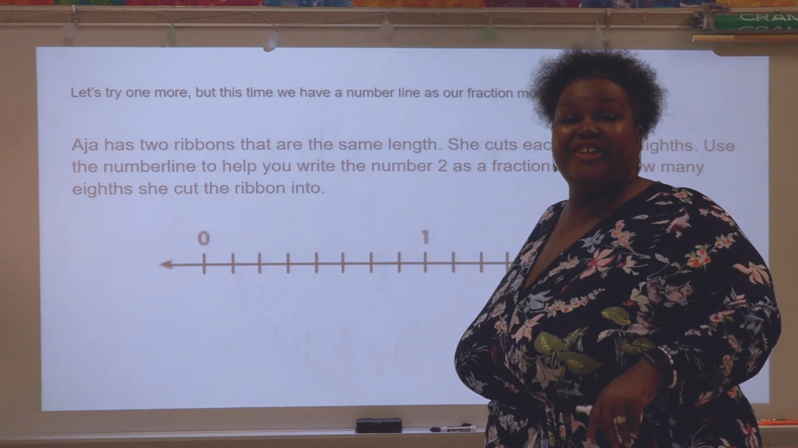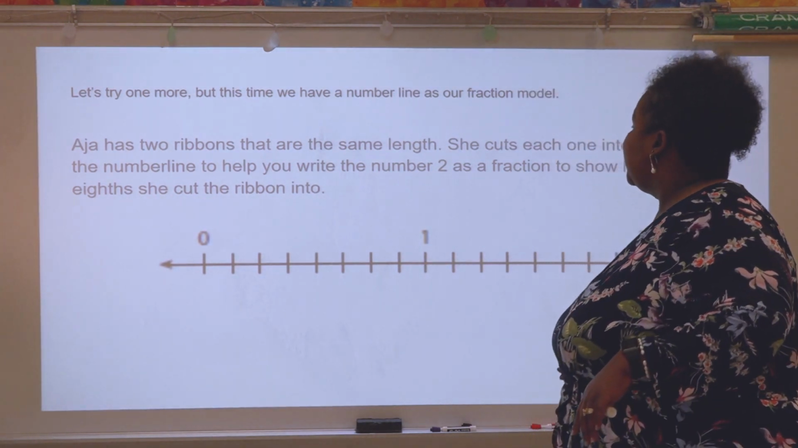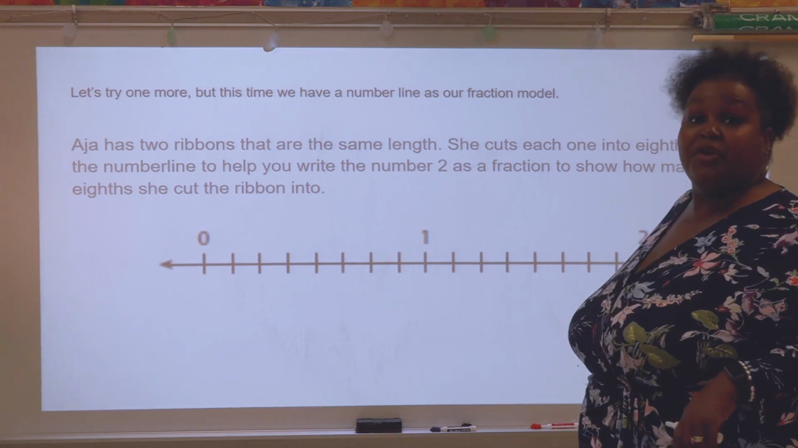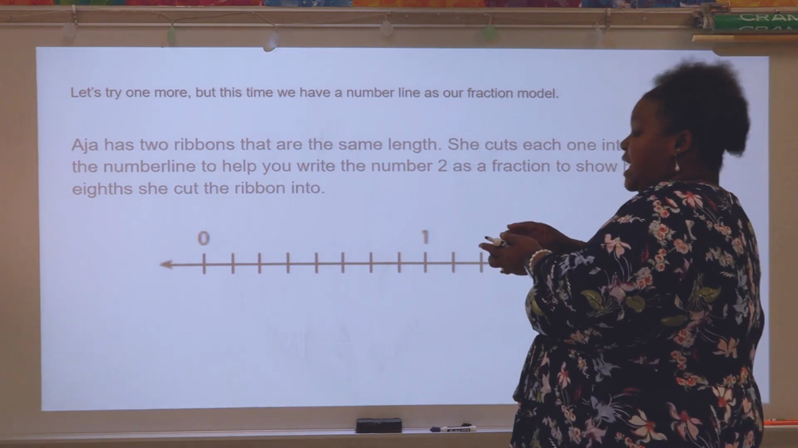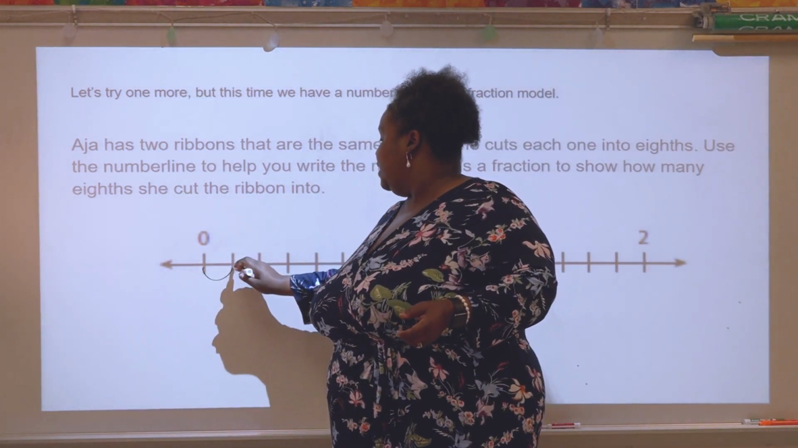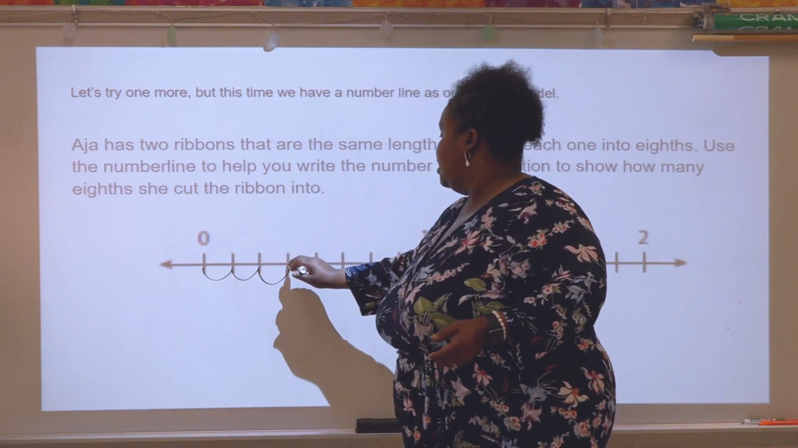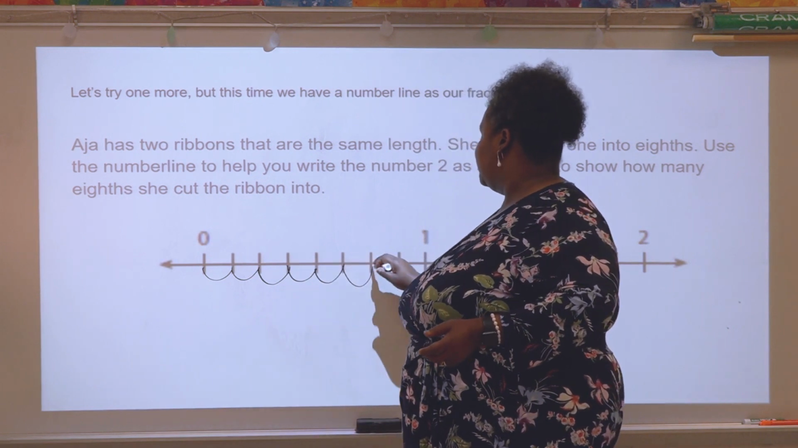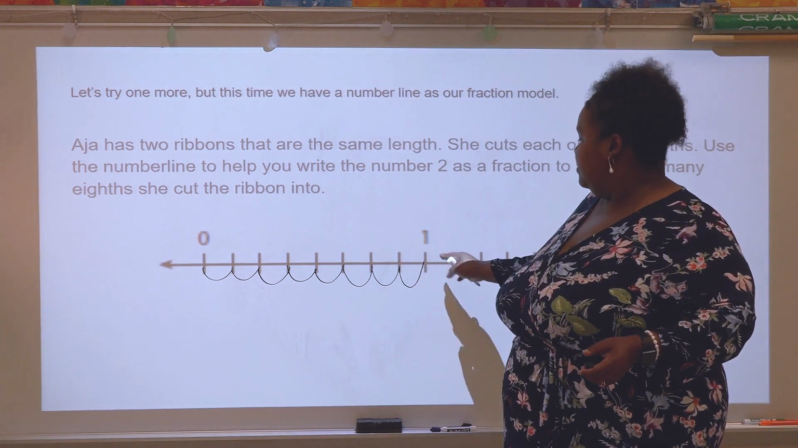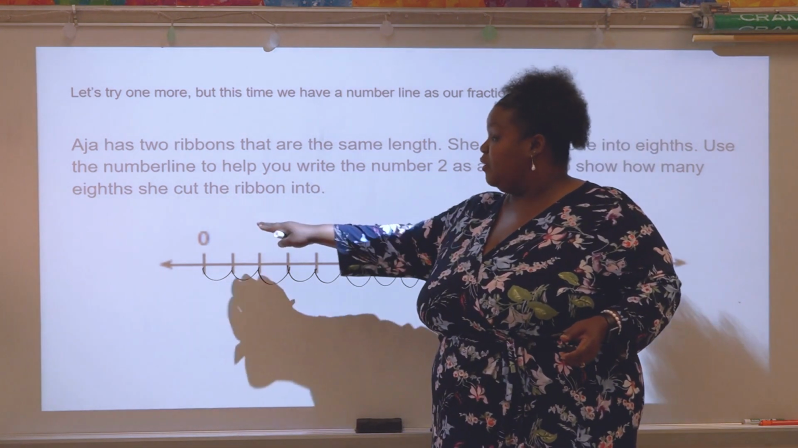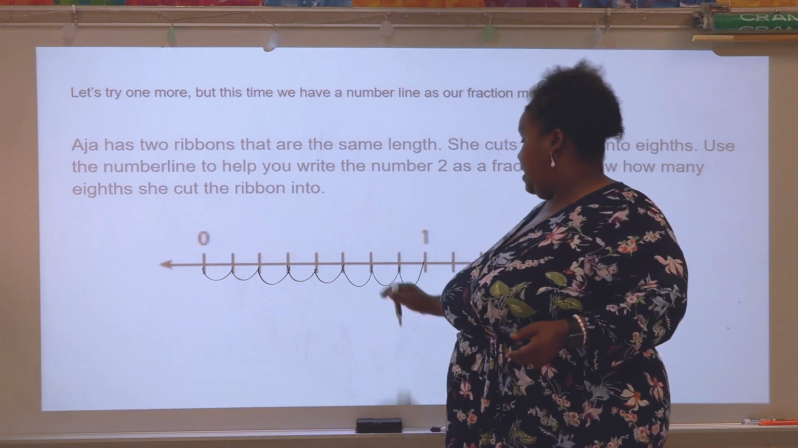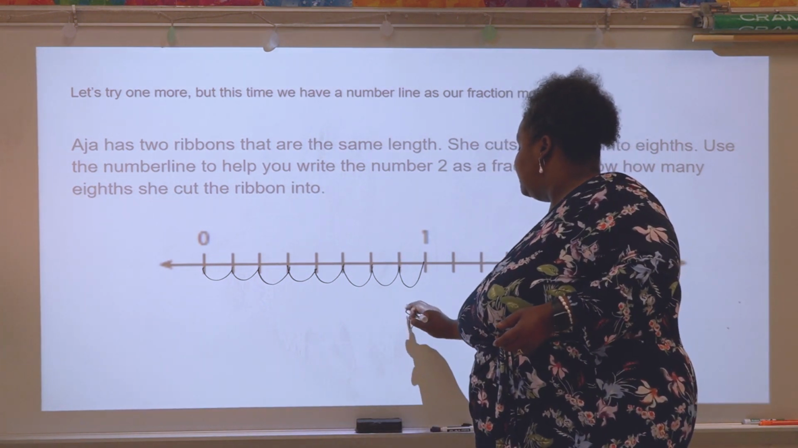All right, let's check it together. I know that 8ths is going to be the denominator. Let me make sure our number line is cut into 8ths. 1, 2, 3, 4, 5, 6, 7, 8. Do you see I counted the tick marks between the 0 and the 1? That tells me what my denominator will be. So I know it's going to be 8.